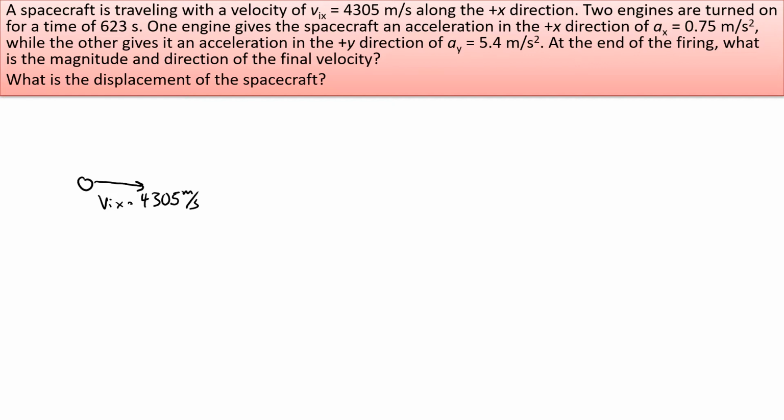And then you are going to accelerate. There's this acceleration vector in the x direction. Ax is 0.75 meters per second squared. You're also going to start accelerating in the positive y direction. Ay is equal to 5.4 meters per second squared. Oh, I forgot my square over here. I would have gotten a point off.